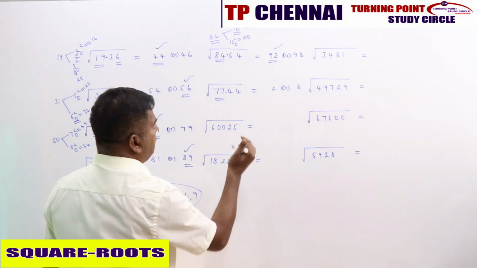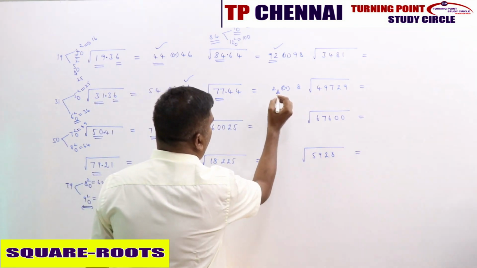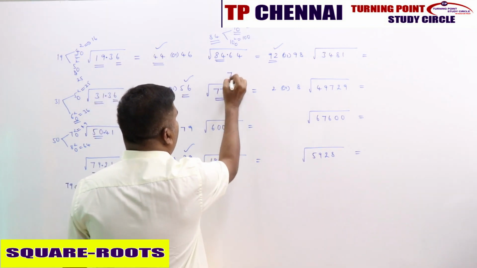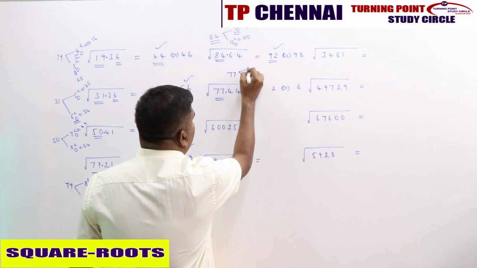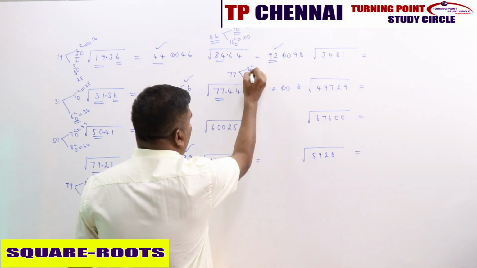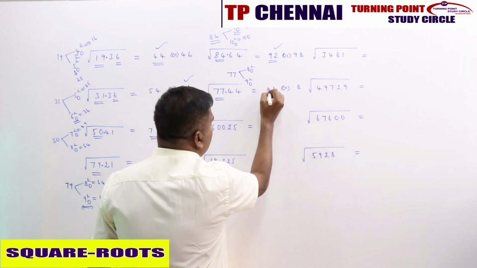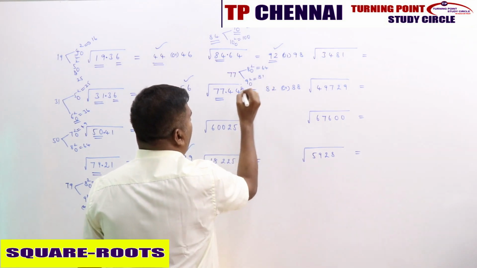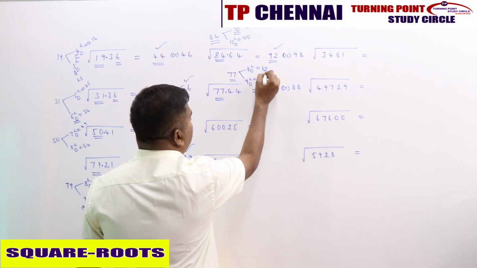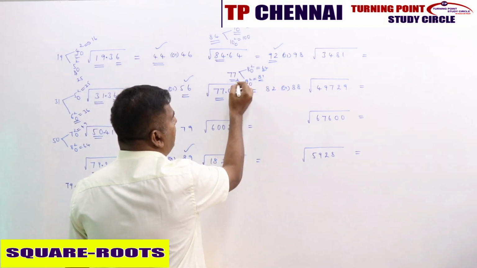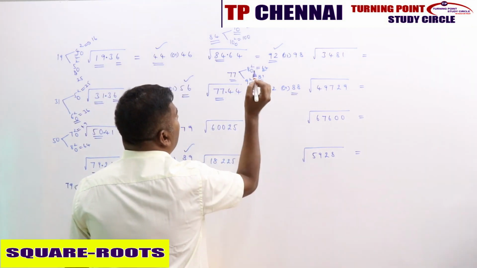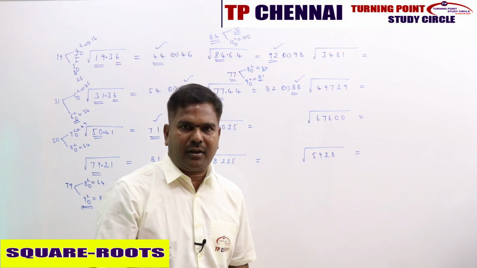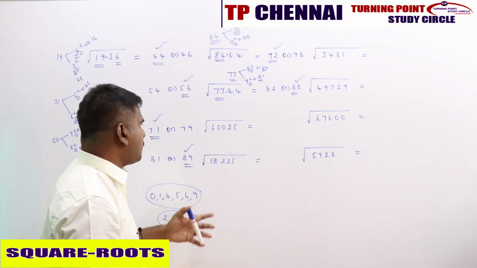Now go ahead with the next one, 7744. Put a dot after two digits, 77. 77 is lying between which two squares now? Again 8 square and 9 square. That means the square root will be lying between 80 and 90, so either 82 or 88. What is 8 square? 64. What is 9 square? 81. 77 is nearby 81 or nearby 64? It is nearby 81, just 4 is the difference. So it will be nearby 90, which is 88. 88 is the answer. Are you getting it clear? Now we'll go ahead with the next one.